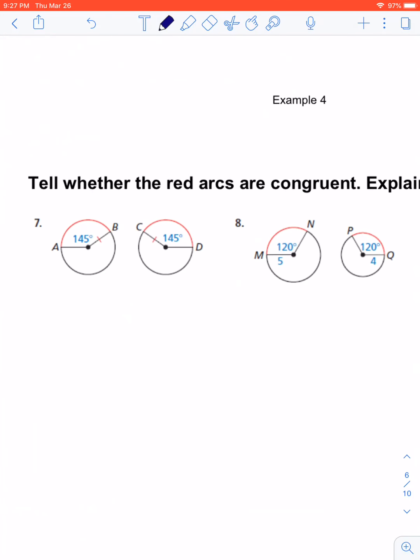Two more. I like these problems next to each other because the main difference between the two is in problem 7, they told you that the radii are congruent. Radii is the plural of radius. So that means in problem 7, your circles are congruent. But in problem 8, they told you that in the first circle, the radius is 5, and the second one is 4. Here, the circles are not congruent.